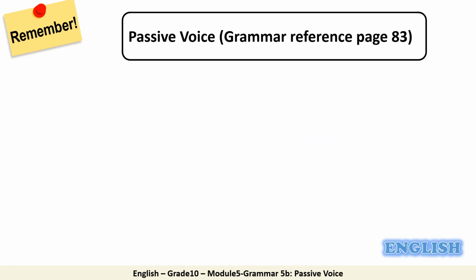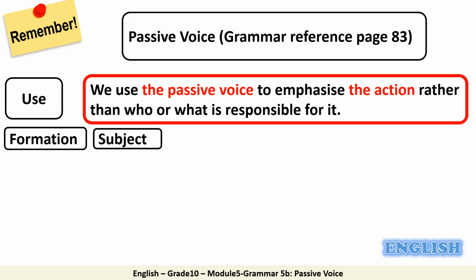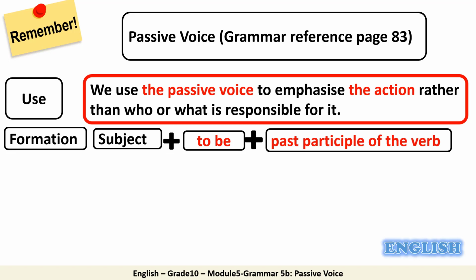In the grammar reference, page 83, remember that we use the passive voice to emphasize the action rather than who or what is responsible for it. And we form the passive voice by using the subject plus the verb to be plus the past participle of the verb. Now, dear students, keep in mind that we cannot talk about passive voice without the verb to be and the past participle of the verb. These are essential components of the passive voice.